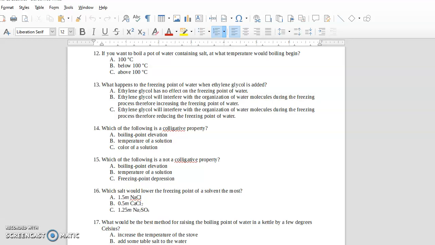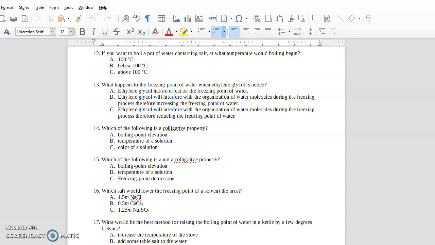13. What happens to the freezing point of water when ethylene glycol is added? Again, that's a colligative type of property. So the answer there is C. Ethylene glycol will interfere with the organization of water molecules during the freezing process, therefore reducing the freezing point of water. 14. Which of the following is a colligative property? And 14 is A, the boiling point elevation, because it depends upon the amount of material present.